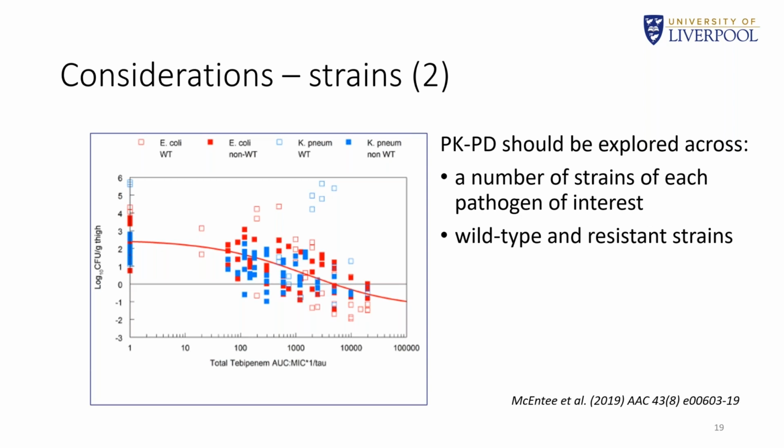Another thing to keep in mind is studying both wild type and resistant strains, so that you're really understanding the PK/PD of what you're trying to target and ensuring this doesn't differ between the two. What this graph is showing is a combination of data from E. coli wild type, E. coli non-wild type, so expressing ESBLs, and in the blue Klebsiella wild type, and then the filled-in squares are Klebsiella with ESBL expression. And our conclusion from this data is that there's no difference between wild type and non-wild type strains, and actually E. coli and Klebsiella could be described by the same target. The data sits quite on top of each other.